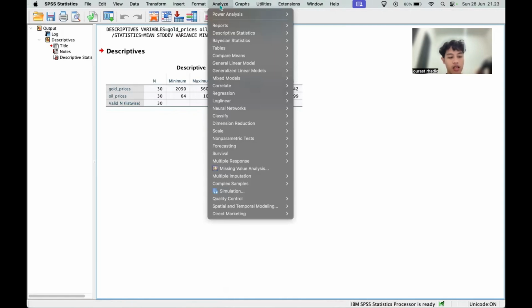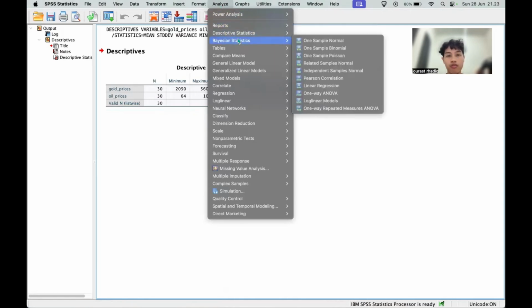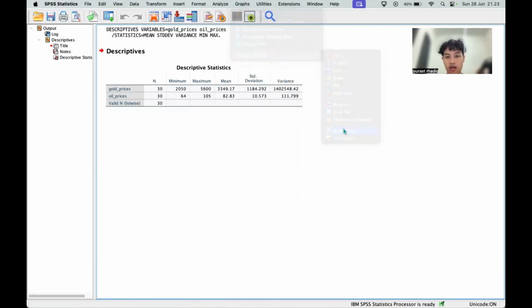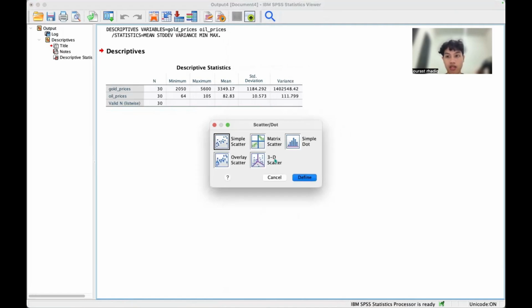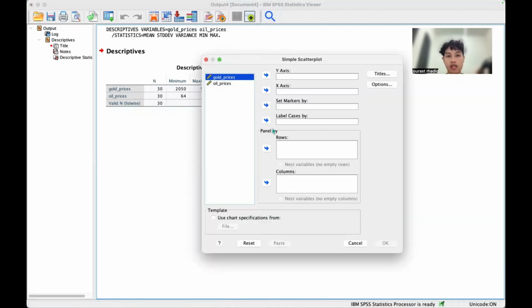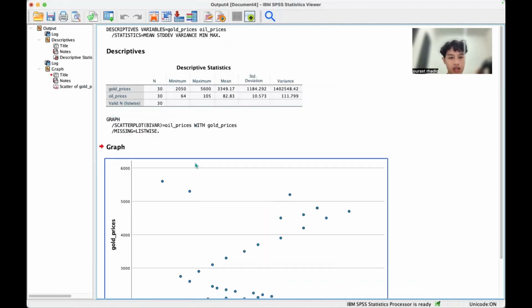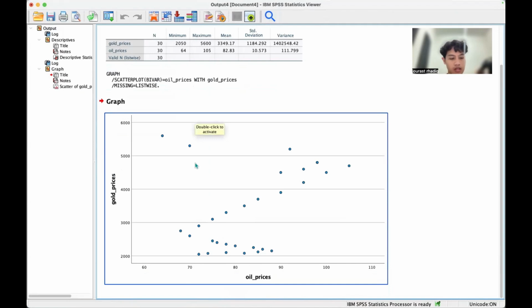Next one, we're going to do a scatter plot. So we want to see the relationship between both of the data. So we choose graphs, legacy dialogs, and choose here scatter. We just do simple scatter. We're going to put the gold price to the dependent, which is y-axis, and oil prices to independent, x-axis. So press OK. It will generate the graphs.